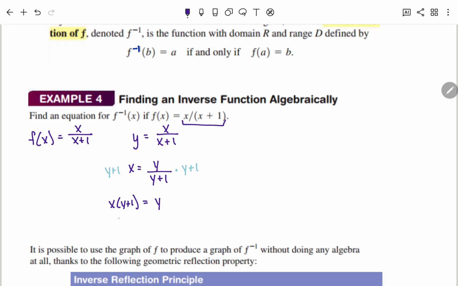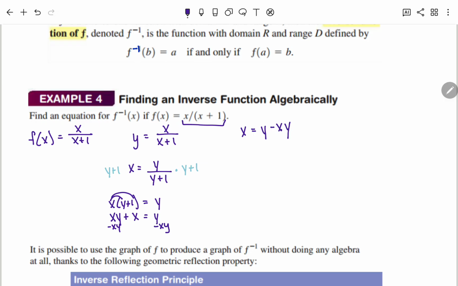My next thing I want to do is distribute this x, so x times y plus 1 becomes xy plus x equals y. I just distributed. I'm getting closer. Remember, my goal is to have all my y's together. Since I have a y on this side, I am going to subtract xy over. So now we are left with x equals y minus xy.